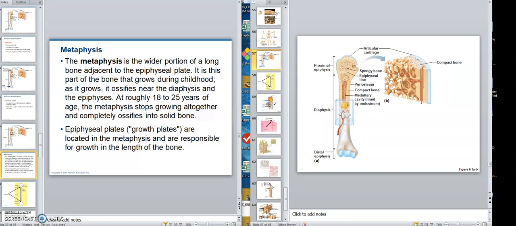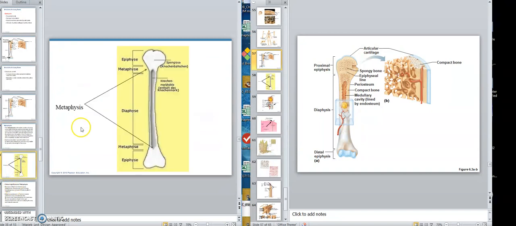It ossifies, that means becomes bone. See, the growth plate is cartilage. Listen to me. The growth plate is cartilage when we talk about it. But it ossifies later, and that's when you stop growing, roughly about 18 to 25, but it depends on the bone. Some bones go longer than others. Okay. Yep, epiphyseal plate called the growth plate. Okay. This is my drawing to kind of show you where that plate is. Right up in here, that metaphysis.